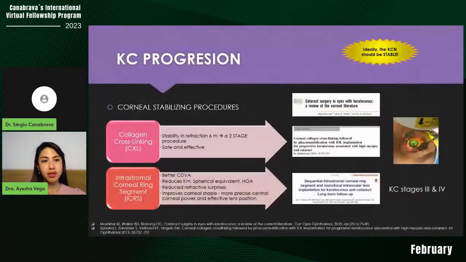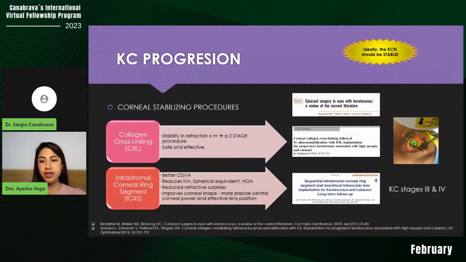So, starting with the progression of keratoconus, we need to know that there are two procedures that we can perform before planning cataract surgery. First of all, collagen cross-linking, which is well known to stabilize or stop the progression of the disease.